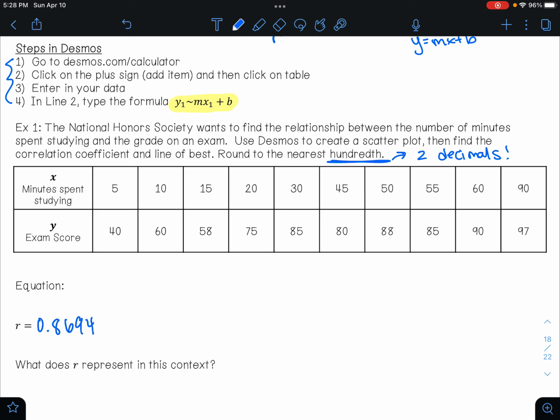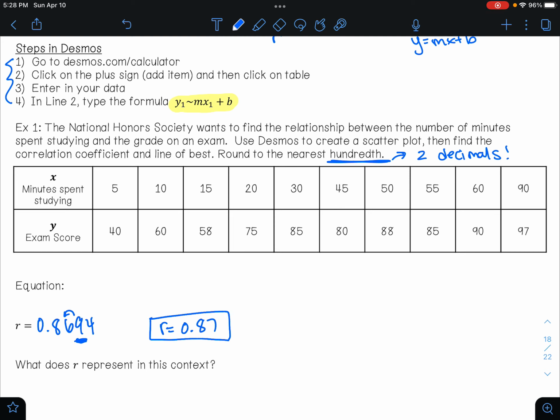And they told us to round to the nearest hundredth. So to round to the nearest hundredth, you look at the third decimal spot. If that is 5 or higher, you round up. If it is less than 5, you keep it the same. That is higher than 5, so I'm going to round up this 6 to a 7. So my r value is going to be 0.87.